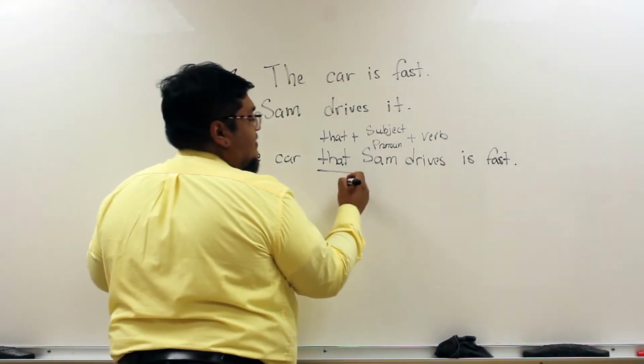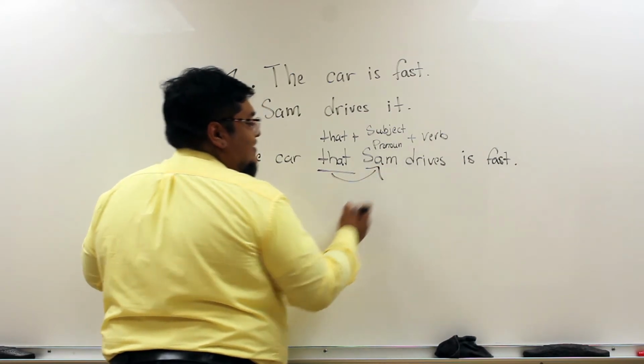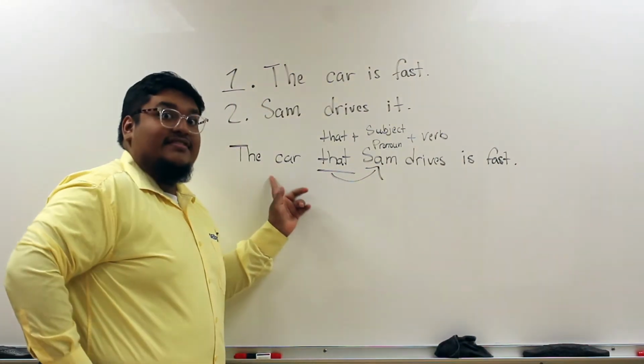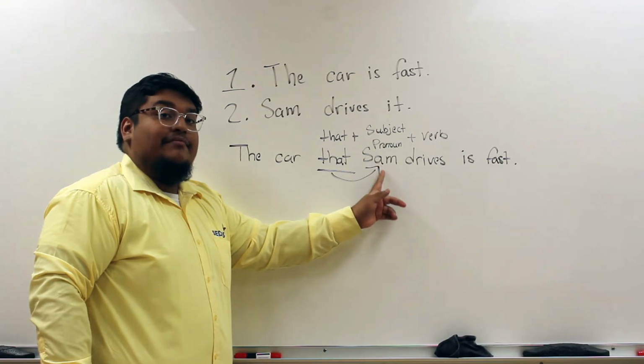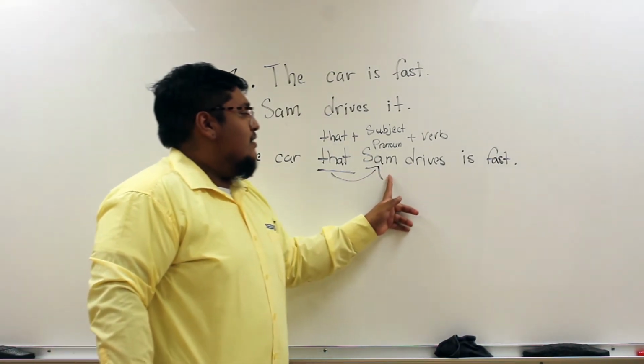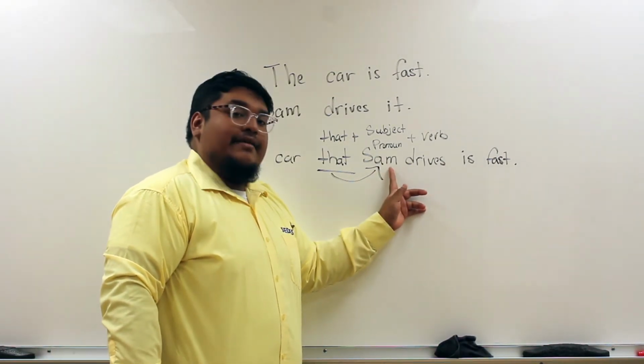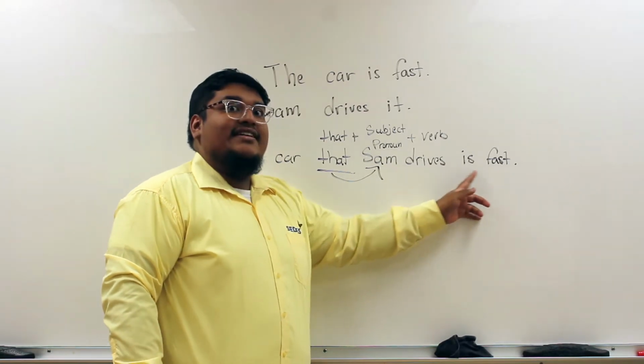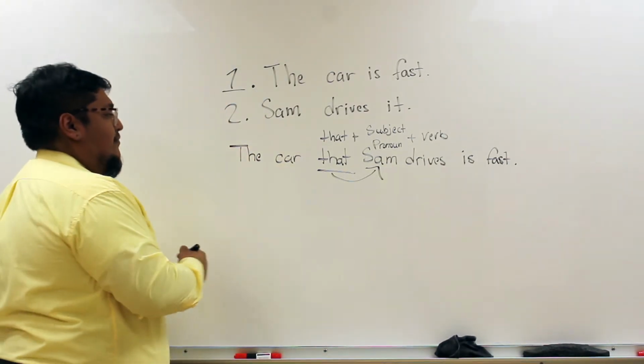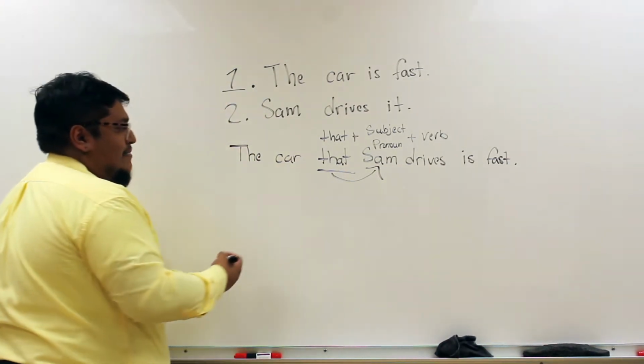Okay? That is referring to Sam. It's not referring to this car. Now it's referring to Sam. Okay? That belongs to Sam. That Sam drives is fast. Okay? Let's look at another example.